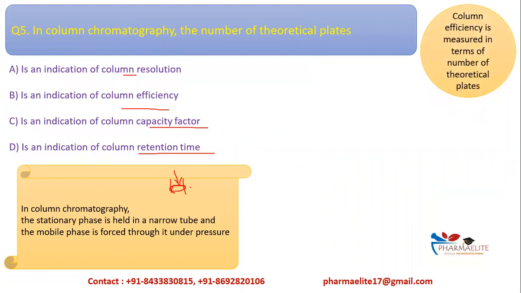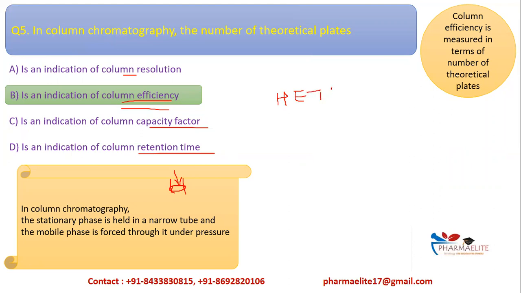Column efficiency is again measured in terms of the number of theoretical plates. That is, it is an indication of column efficiency. Remember the formula HETP equals L by N. L is the length of the column, N is the number of theoretical plates, and HETP is height equivalent to theoretical plate. This formula is basically used to find out the column efficiency.